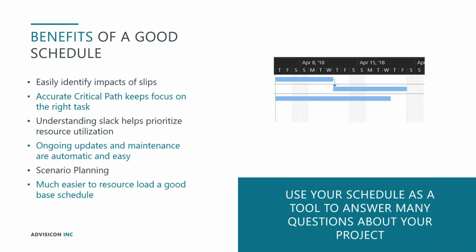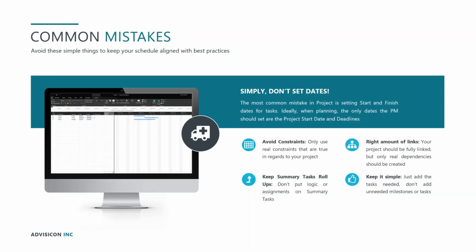Okay, let's take a look at some common mistakes now. Simply said, the most common mistake in Project is hard coding start and finish dates for tasks. If you manually put a date into a task, you're setting a constraint on that task such that it has to start on that date or it must start before that date, and Project will then not be flexible. So instead of setting your dates, set the predecessor-successor links appropriately and set your duration and let Project compute your start and finish dates appropriately.